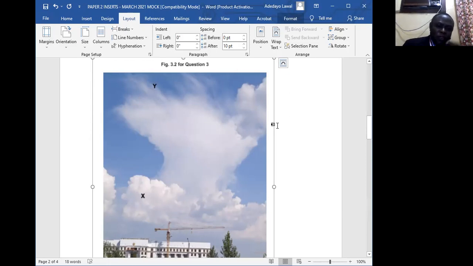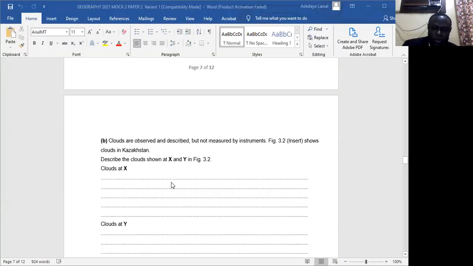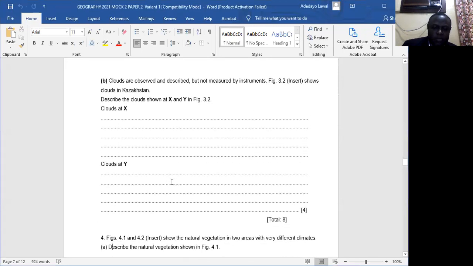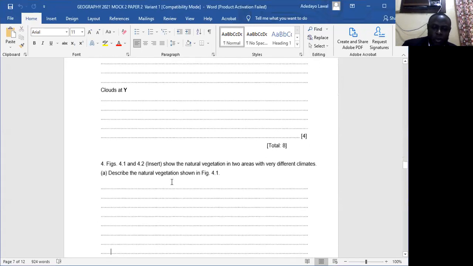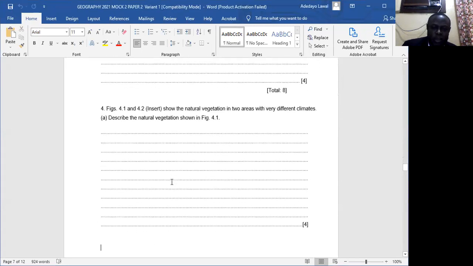And what is the similarity? Both of them are whitish. So those are the two types of cloud you have here. The third one, stratus, is not here. Okay, so let me be fast with this. So that's the format of the question. If you mention all those things I mentioned, you'll be fine.